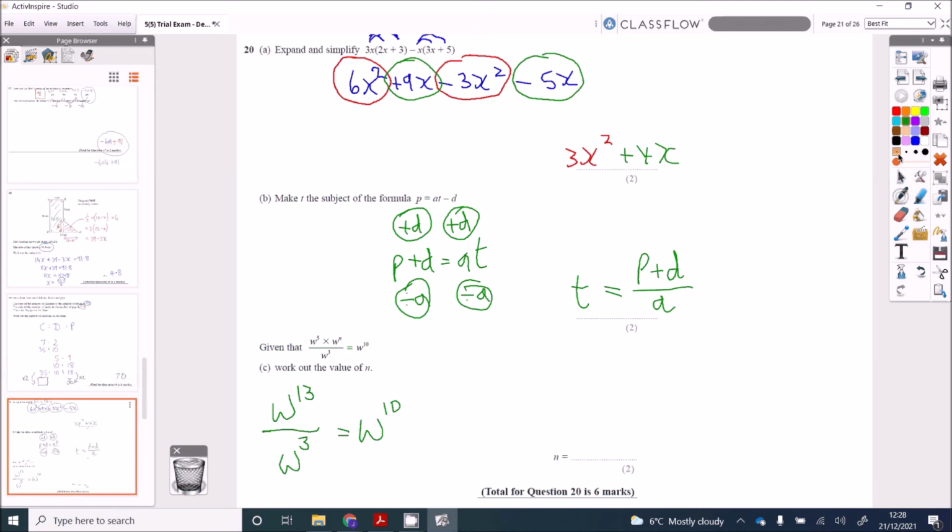So just focusing on the numerator, the top bit, w to the 5 multiplied by w to the n has got to end up being w to the 13. Now when you multiply, you add the powers. 5 add what gives you 13? 5 add 8 gives you 13, so n must be 8. Just to go over that again, when n is 8, we add the powers when we multiply. 5 add 8 is 13, and then we subtract when we divide. 13 take away 3 gave us the 10.